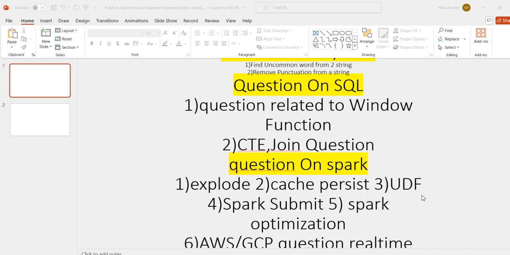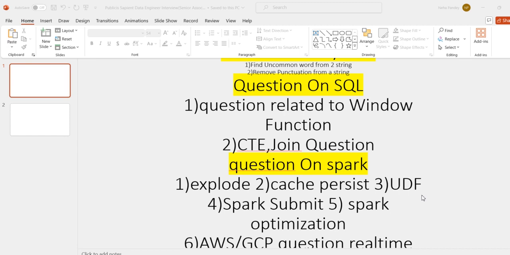Then the third question they asked me was related to UDF, user defined functions. Why are we using UDF? They gave me a certain task, and they asked me to write the UDF for that. Then again they came to questions related to Spark submit.